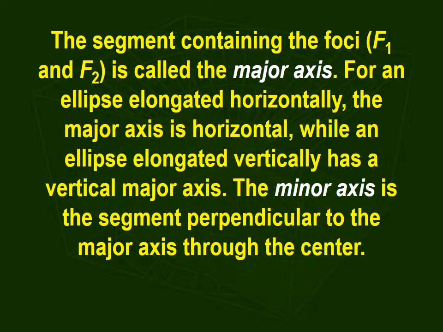Okay, so the segment containing the foci, F1 and F2, the line that they go across, is called the major axis. If you have a horizontal ellipse, the major axis is horizontal, so your foci are on that horizontal segment. If your ellipse is a vertical ellipse, that means you have a vertical major axis and the foci are vertical. The other axis, the minor axis, is the segment perpendicular to the major axis through the center.